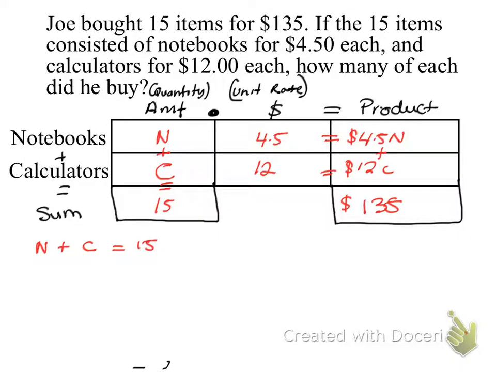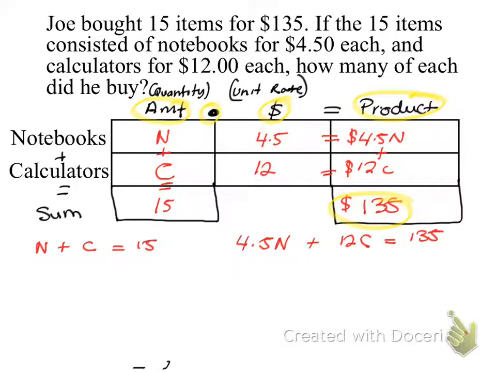So again, let's just really quickly, it's amount times the money equals the product. And this is always a money statement. Okay, well, it's not always, because what if we're not doing money and we're looking at percents and acids and bases? All right, now the other equation is this. 4.50n plus 12c equals 135.